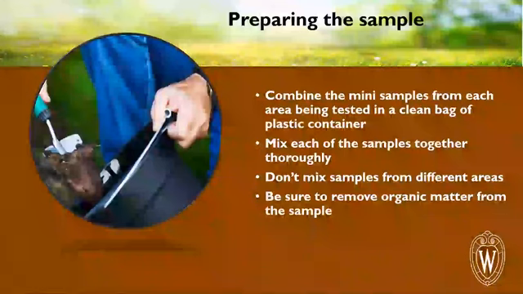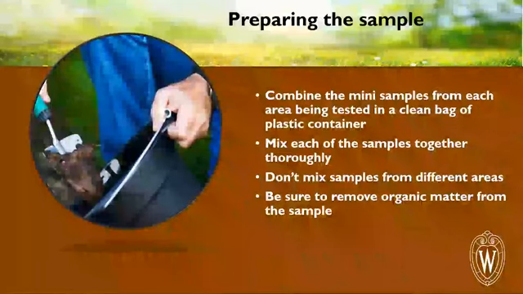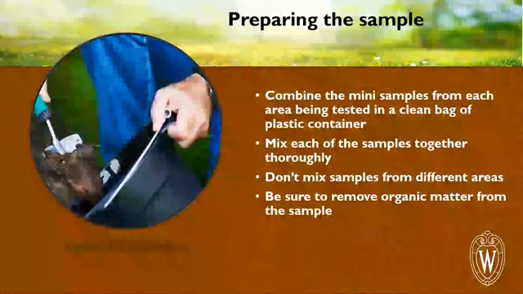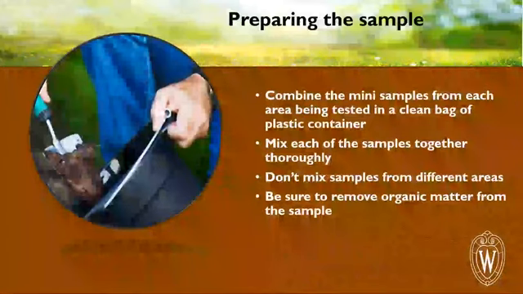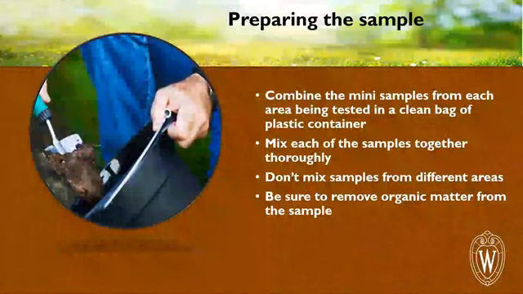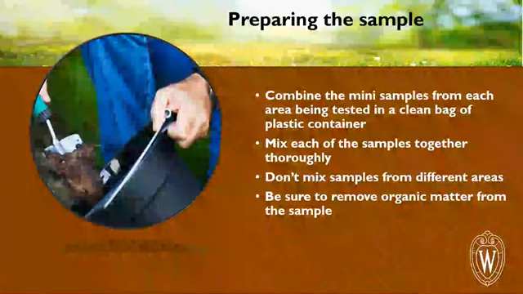So don't mix those samples from different areas you're testing. Don't mix the garden with the lawn or the lawn with the bed or the problem area with the vegetables, just to make sure that your results are really going to help you and be really useful to you. And then be sure to remove anything from there that's just not soil. So in addition to organic matter, you can remove rocks, you can remove bugs, you can remove anything in there that's just not soil.